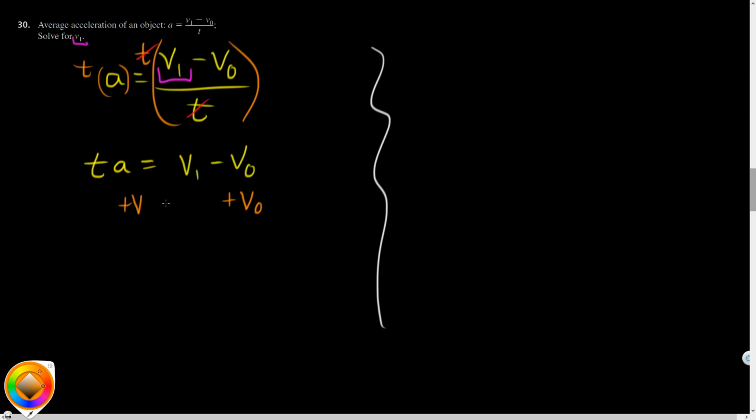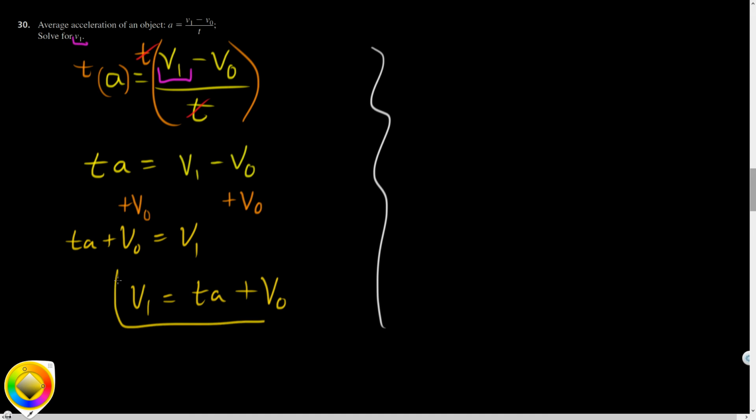Here's a joke. Get over here, v sub 0. That's all right. Some people will add a comment below. And look, I've got v sub 1 by itself. I'll just flip this around, and I'll have ta plus v sub 0.